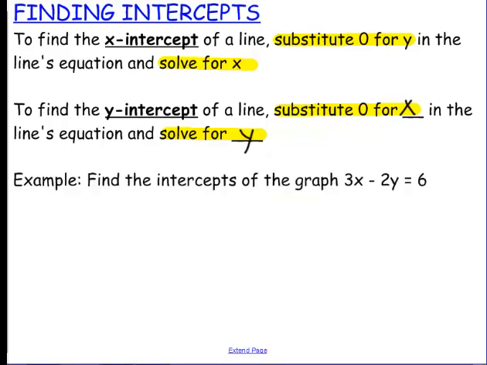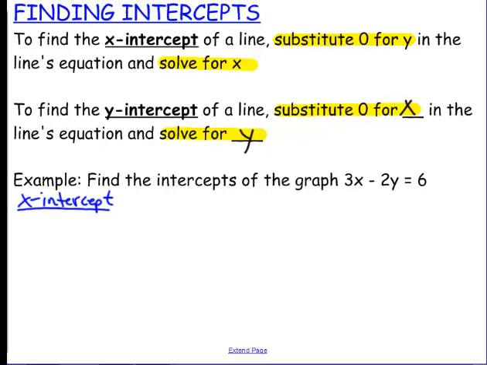Let's do an example in your notes. I would definitely want to be copying and following along as we go here. It says find the intercepts of the graph 3x minus 2y equals 6. We'll start with the x-intercept. If you look at your notes up top, it says to find the x-intercept, we're going to substitute 0 in for y and solve for x.